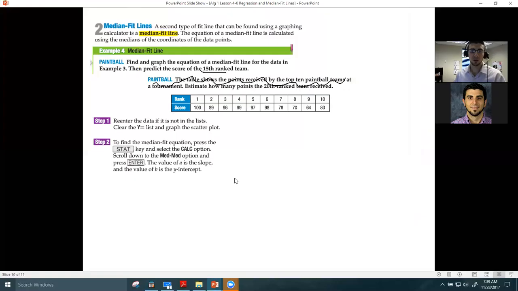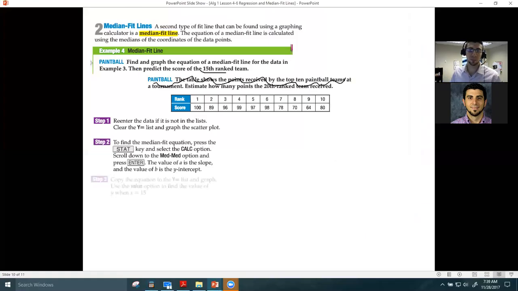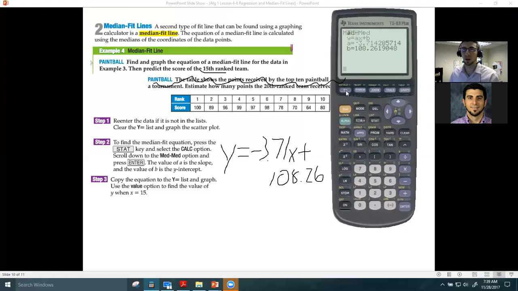So to find the median fit equation, press the stat key, go over to calculate, the med is number 3, hit that, and it's still going to be y equals ax plus b. So a is again the slope and b is the y-intercept. Copy the equation to the y equals list, and use the value option to find the value when x is 15. So you would have y equals negative 3.71x plus 108.26.